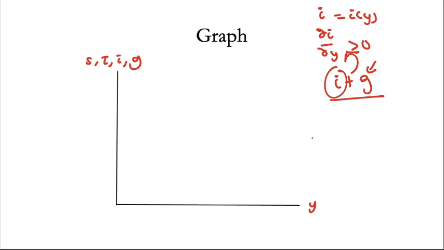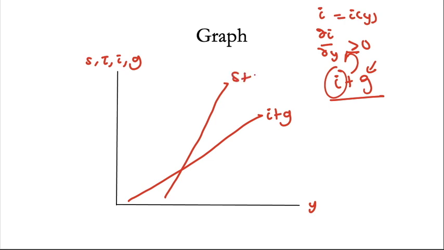Okay. Now, what we can do here is that we have I plus G like this, I plus G, and then we have another curve that we need to put, the leakage curve, which is S plus tau. Let's say this one is S naught plus tau, and the initial equilibrium is here, Y naught, where the initial level S naught plus tau equals I plus G. Can you see?